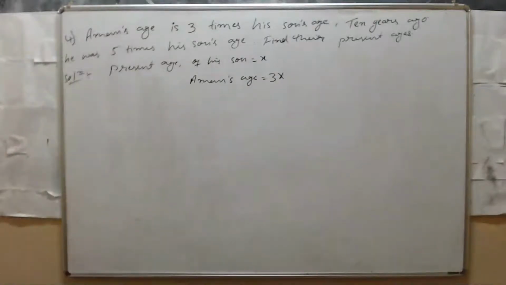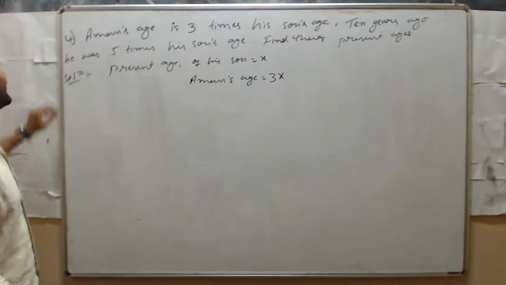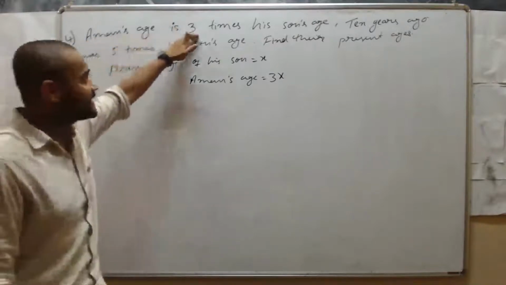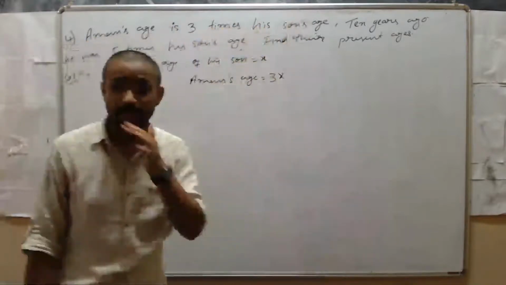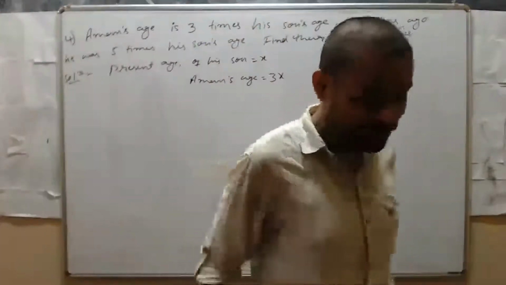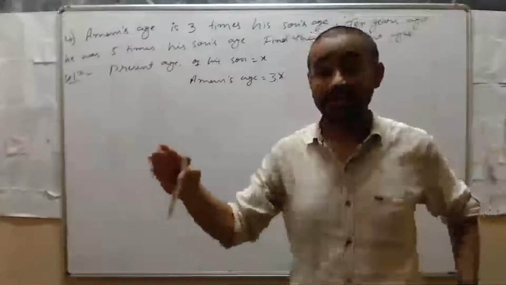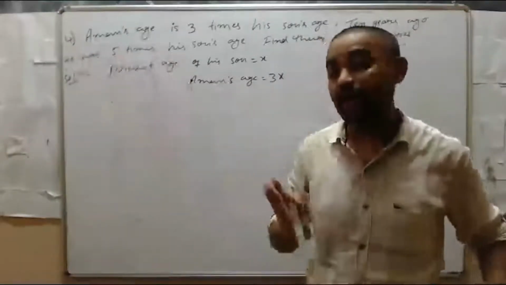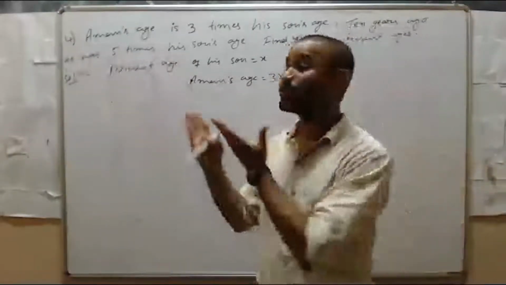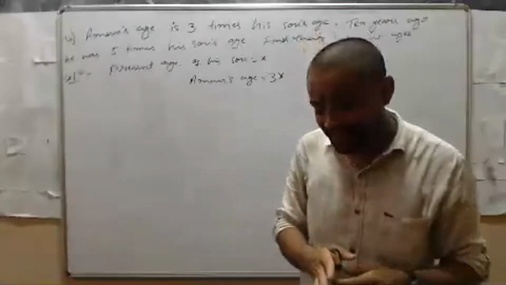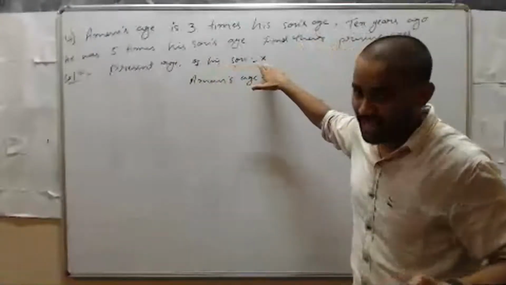Then see here, concentrate while reading. Aman's age is 3 times of his son's age. Take Aman as a boy. His age is 3 times of his son's age. Then his son's age will be X.